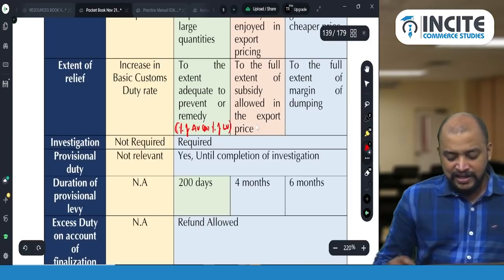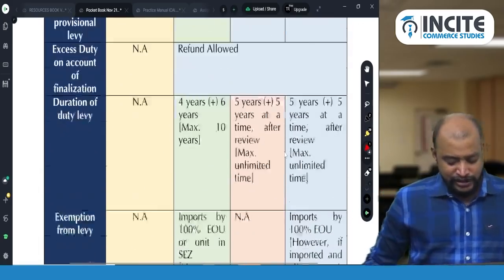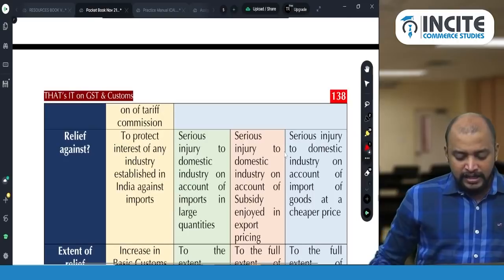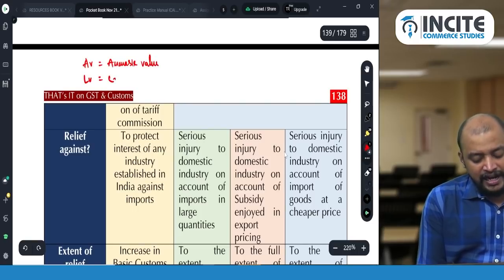So what is AV, sir? AV refers to assessable value. The value on which we need to pay customs duty is known as assessable value, whereas LV refers to landed value.